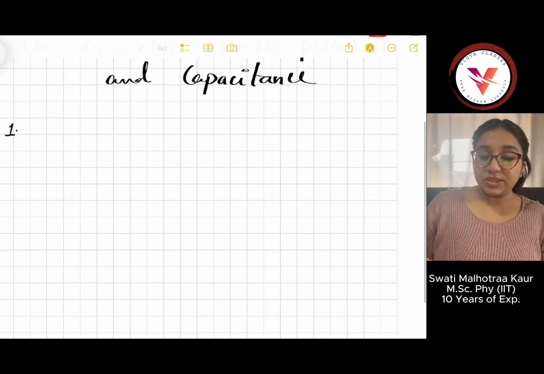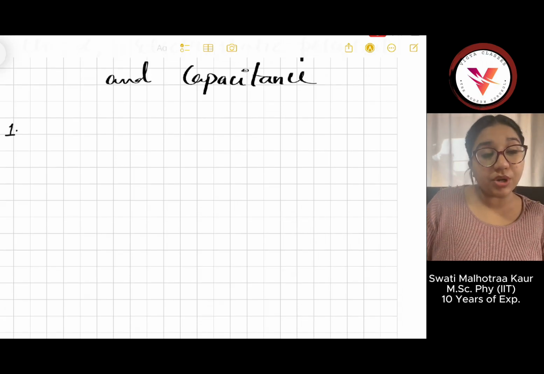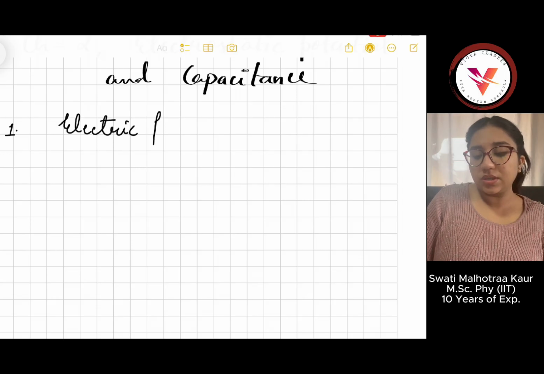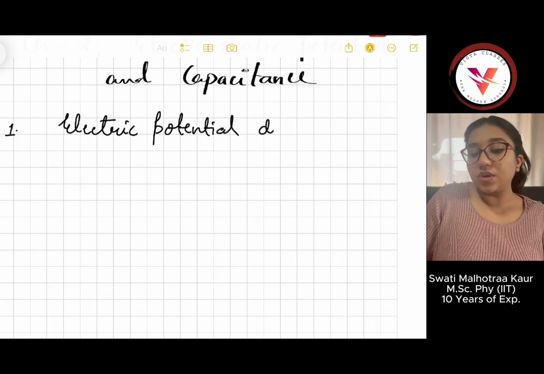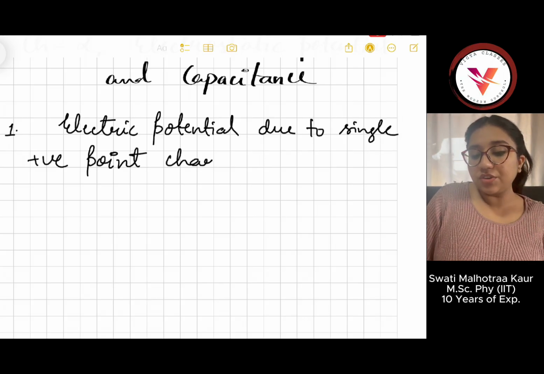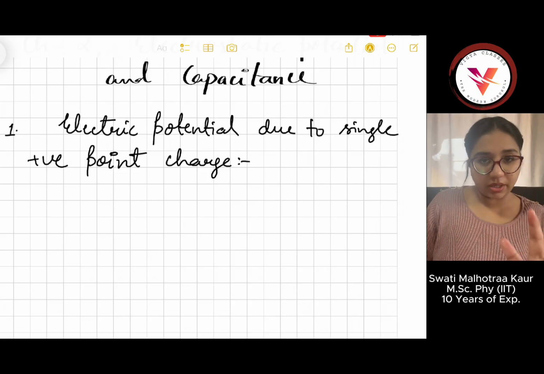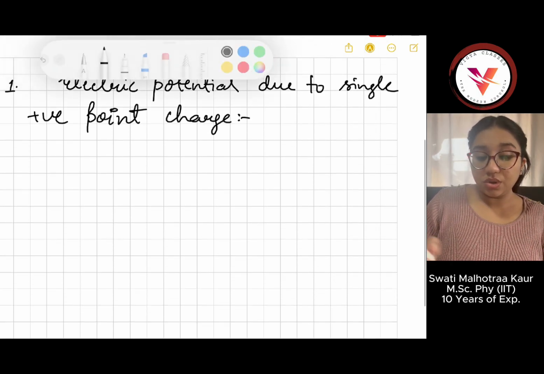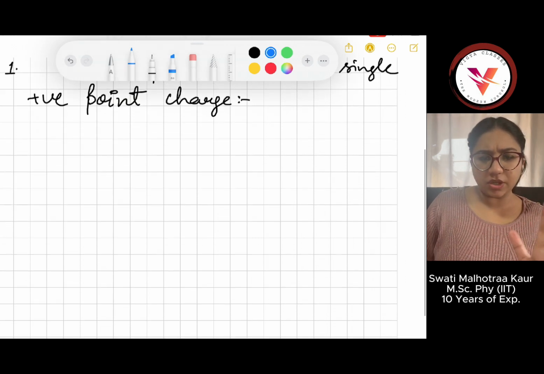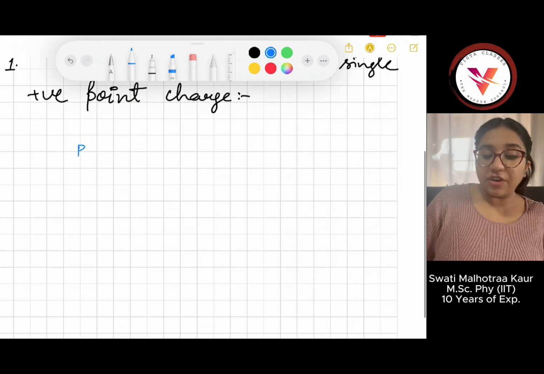Okay, students. So the first topic would be electric potential due to a single positive point charge. This particular derivation is not that important, okay, but I will teach you. You must know and just know the basics. So it's very easy. We have to calculate the potential.